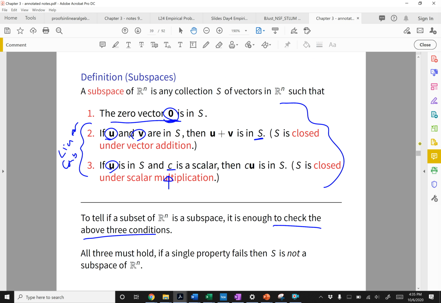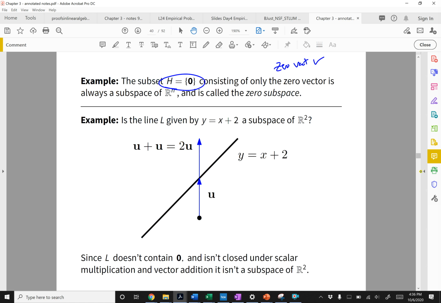Is it closed under addition? So that's another way of saying this other one. Closed under addition means if you take any two vectors in there, if you add the vectors, is it still in the set? Well, the only vectors we have are the zero vectors, so we can take two copies of the zero vectors, add them together, and we get the zero vector, and that's in the set. So closed under addition, check. And what about closed under scalar multiplication? I'll just call that C times. Well, if you multiply the zero vector by any scalar, you get the zero vector. And the zero vector's in there, so check.